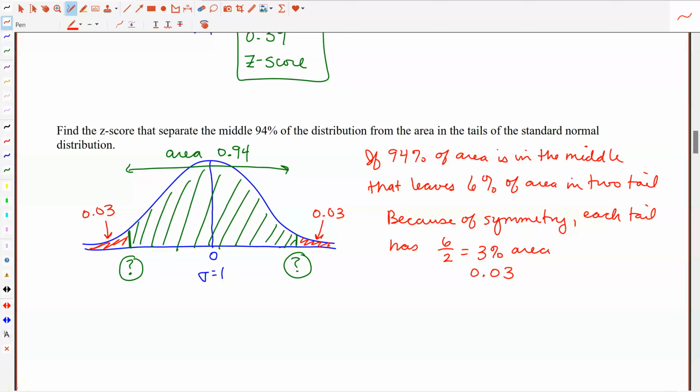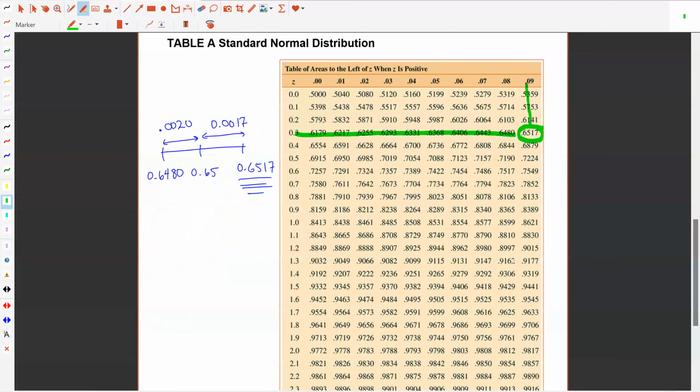Alright, so let's find the z-scores that would have these kind of area requirements. Let's start over here to the left because my table already gives me area to the left, so that one's going to be a little bit easier. For this left z-score, the area to the left of it is just that 0.03 that we've marked. We would expect it to be a negative z-score because it's to the left of 0. So let's go to table A and find it.